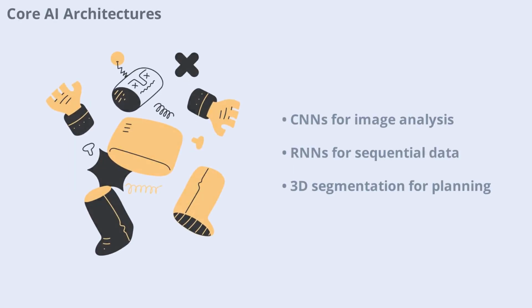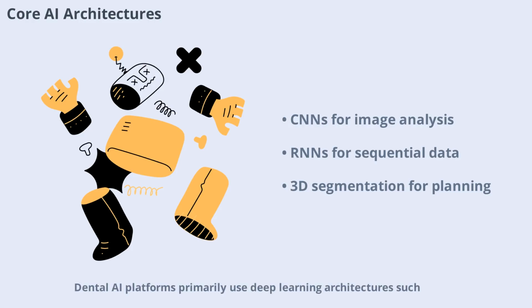Dental AI platforms primarily use deep learning architectures such as CNNs for image analysis and RNNs for sequential data. CNNs excel at processing static images, identifying features like edges and textures, while RNNs monitor disease progression over time. Advanced algorithms also segment 3D CBCT datasets, isolating anatomical structures for surgical planning. These architectures enable AI to perform tasks ranging from caries detection to implant planning, expanding the scope of dental radiology.